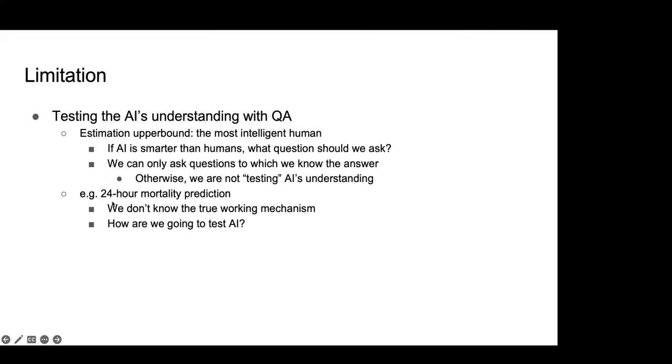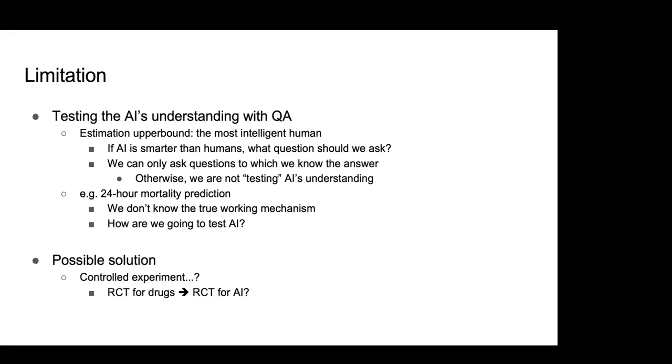For example, I do a lot of prediction, and so do a lot of people here. 24-hour mortality prediction. We don't know the true working mechanism of how to do this. We have an idea, like if creatinine level is this high, if the blood pressure is this low, then this patient might die. That's all we know. We don't exactly know how a patient dies within 24 hours. So can we ask this question for evaluation purposes? And if AI seems to outperform human decisions for mortality prediction, then how are you going to evaluate it? I think that's the most fundamental limitation when it comes to QA.